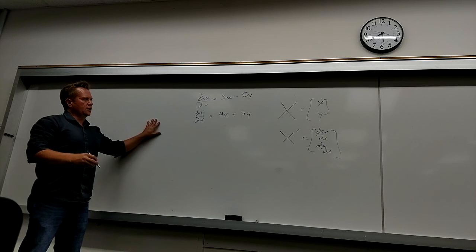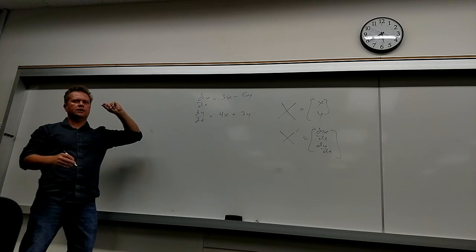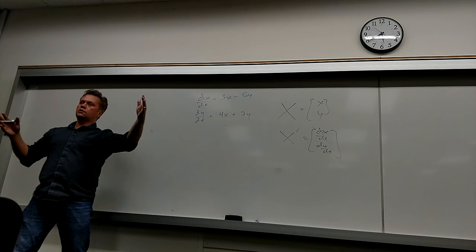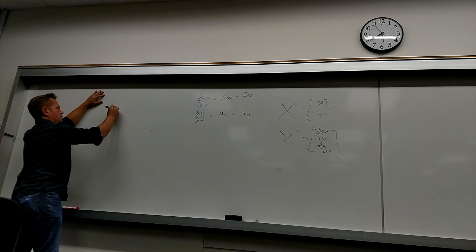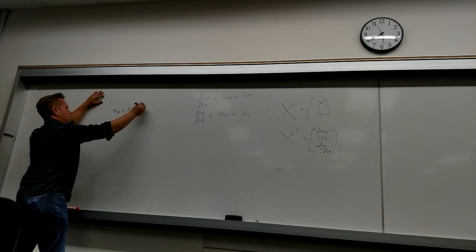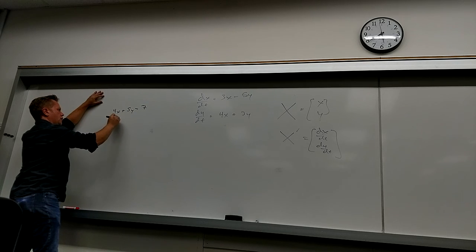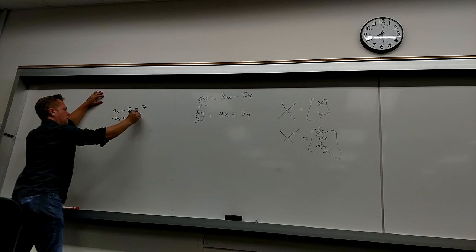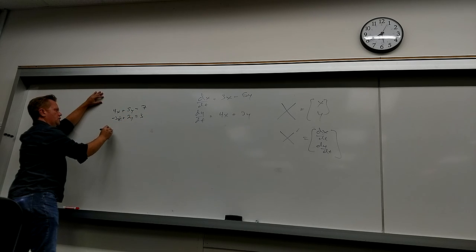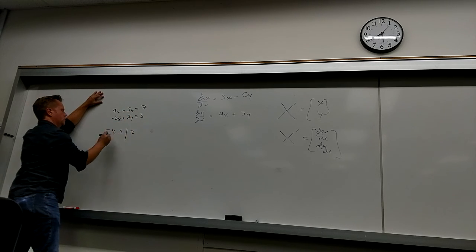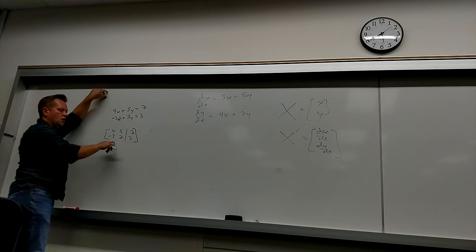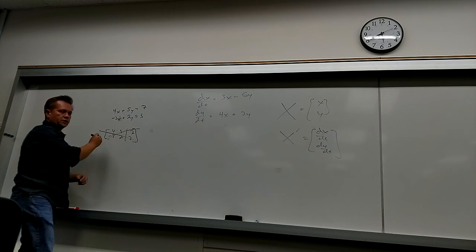All right. So I'm not talking about putting it into augmented matrix form, which back in the day would have been something like good old algebra happening here. Let's put them all together. Augmented matrix form would be 4, 5, 7, negative 3, 2, 3. That's augmented matrix form.